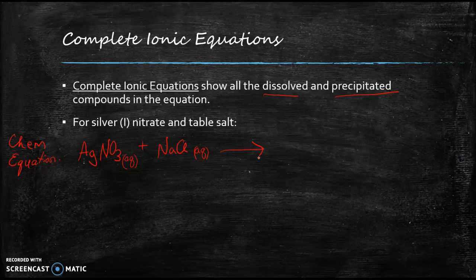Now we need to predict products. We know that this is a double replacement reaction. Therefore, silver is going to combine with chlorine. Again, the charge on silver is +1. The charge on chlorine is -1. So they are completely happy like this. Our sodium is going to bond with nitrate. Sodium has a +1. Nitrate has a -1. They are happy as well.